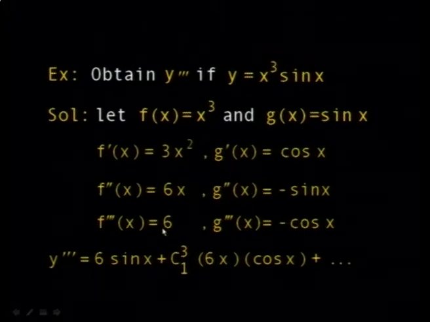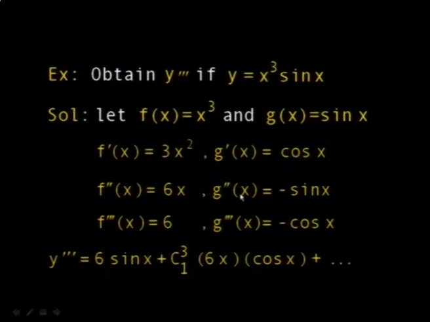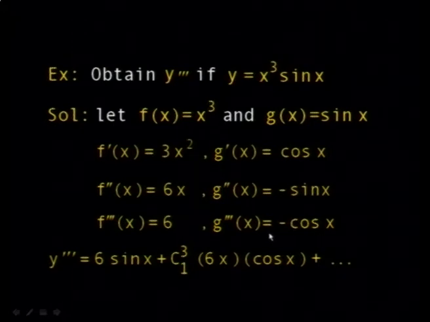After that, you don't differentiate it anymore, because here the derivative is 0. Whereas g of x is sine x, the derivative g dash is cosine, and then g double dash is minus sine, and again the derivative is minus sine. So what you do, you apply your theorem.